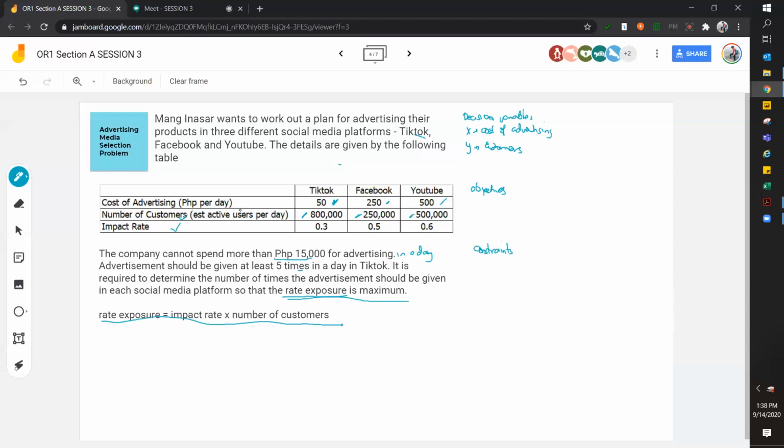Okay, thanks Sir Mike. How about the rest? Same pa rin, same din po ba ng decision variables? Or ano ba yung gusto mong, or ano ba yung decision na gagawin natin? Di ba parang ganun yung question? Saan ko ilalagay? Ilang beses ko ilalagay sa kung saan mang social platform yung advertisement na yun?